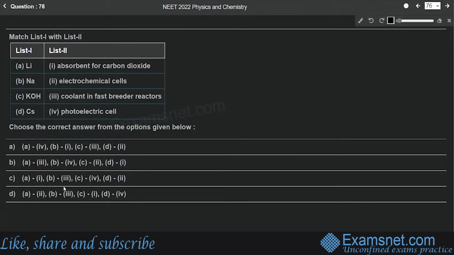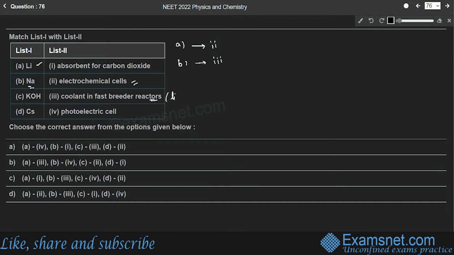Question number 76 is from the S block elements, and here we have to match the elements with the roles mentioned in list 2. Okay, so the first one is lithium and it is used in electrochemical cells. So the correct match for A will be number 2. Now the second one is sodium. So where is sodium used? Sodium is used as coolant in fast breeder reactors, and it is used in liquid state. Okay. So the correct match for B will be number 3.